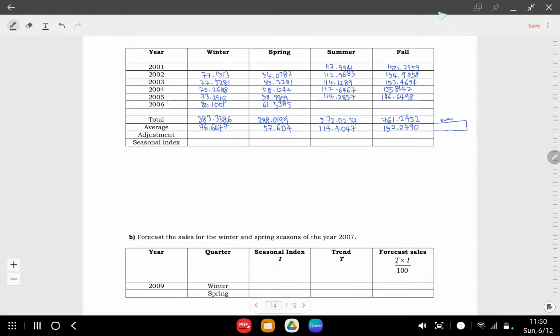So for the total, or for the sum, I got 400.92454. So it is not exactly equal to 400. So we need to do the adjustment. So how to calculate the adjustment, or the correction factor? Okay, correction factor.